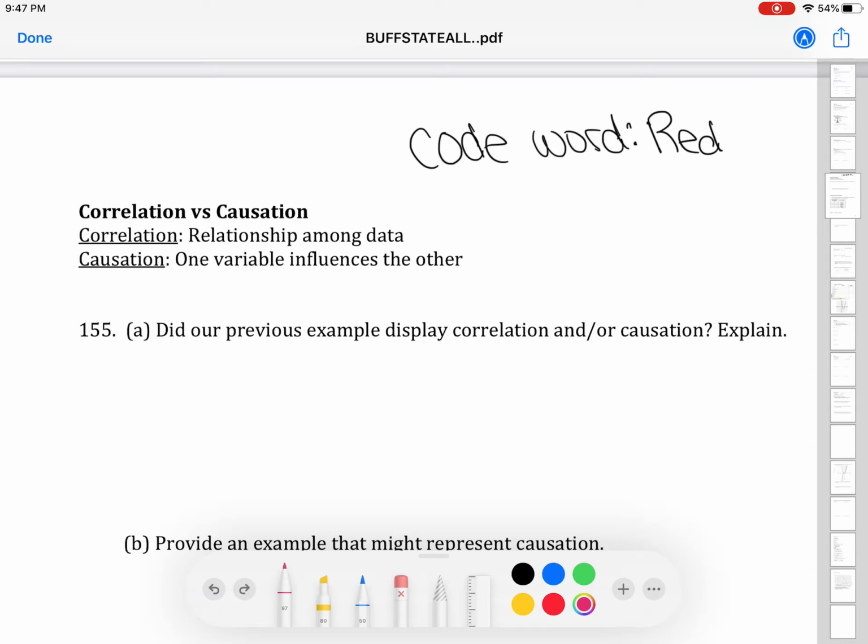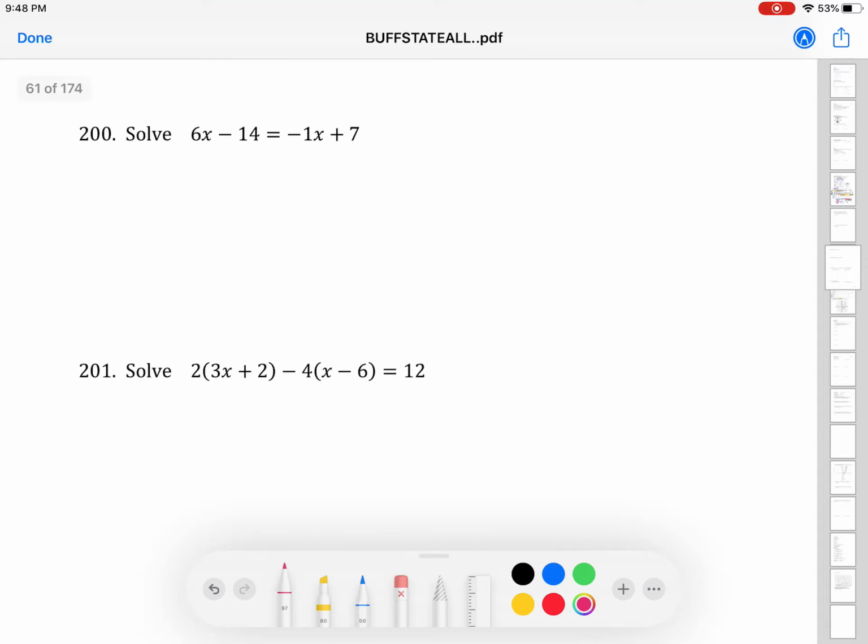All right, so we just talked about a correlation coefficient. So we already kind of know what correlation is, but it's just essentially the relationship among your data. Okay, another word that gets confused with correlation is causation. Causation kind of sounds like cause. It's essentially a cause and effect relationship.